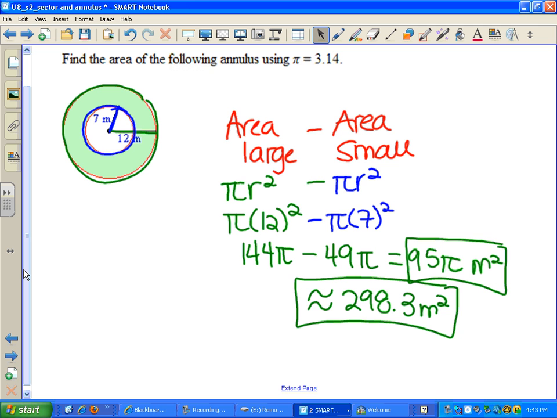So there you go. We just reviewed how to find area of sectors and area of an annulus. Great job.